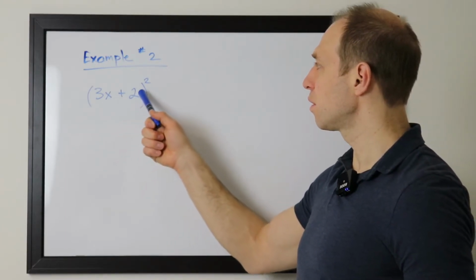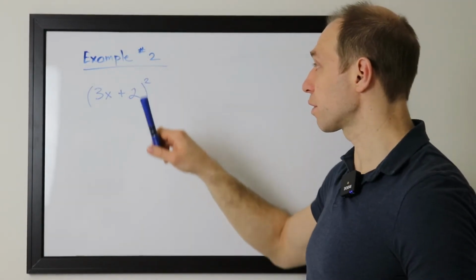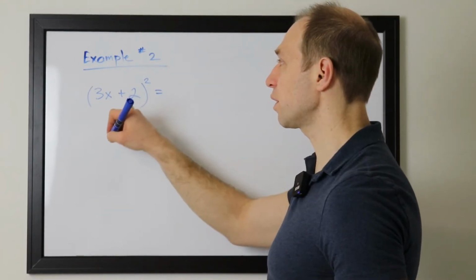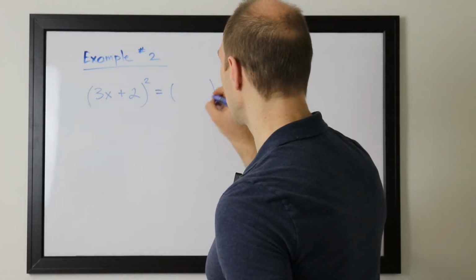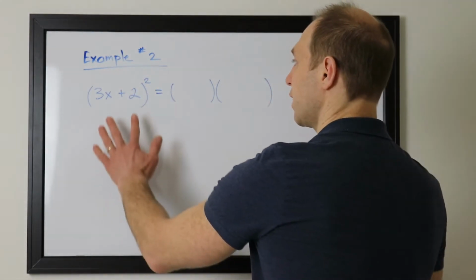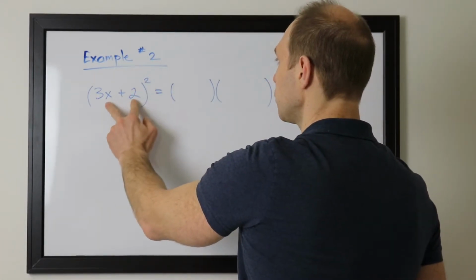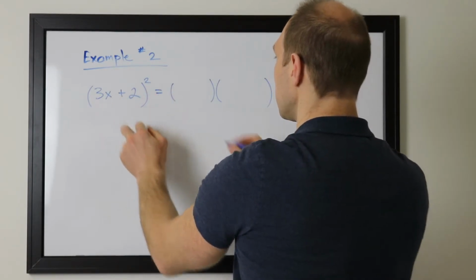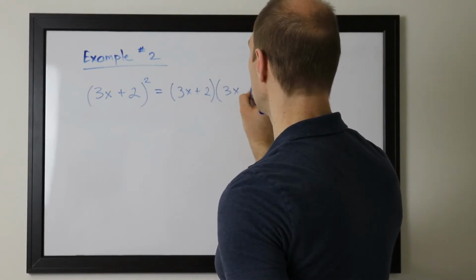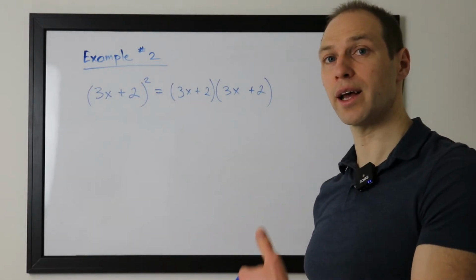If we have an expression inside a bracket that's squared, we have to simplify it first. So I would suggest writing it out as if you had two brackets. We remember that whatever the number is, when it's squared, it just tells us that the number gets multiplied by itself. So in this case, we're multiplying this by itself. So we get 3x plus 2 times 3x plus 2. Okay, and now we can actually expand and simplify.